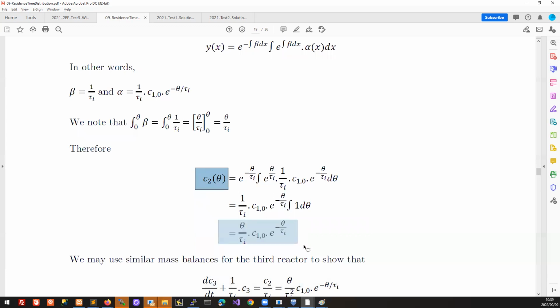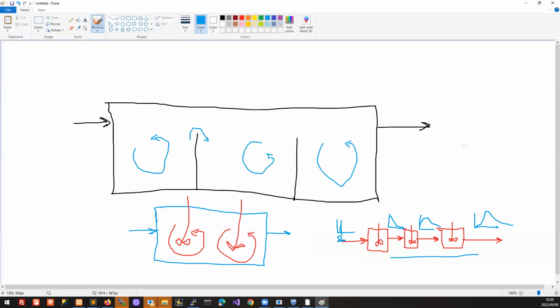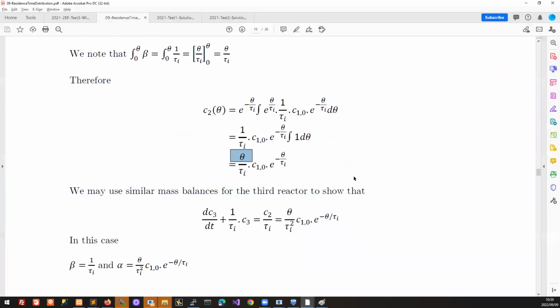So you can solve for C2. And you see we have the same e to the minus theta over tau, and we have a 1 over tau, but this time we have a theta there as well. So if you graph this function, you will get a form that looks like this. So it starts from 0, it goes up, and it does that, right? Of course, for a single CSTR, we have a graph that looks like that. So that's a pure exponential decay. So that's 1. And then when you have 2 tanks, then you have this one, right? So that's the solution for 2 tanks in series.